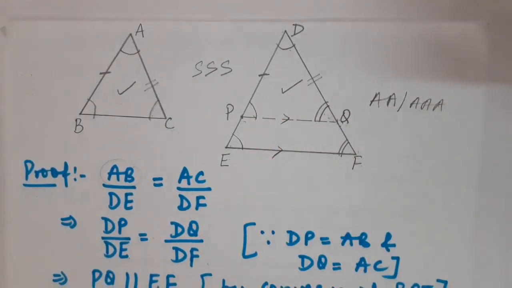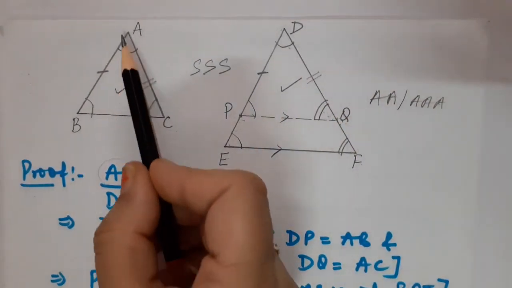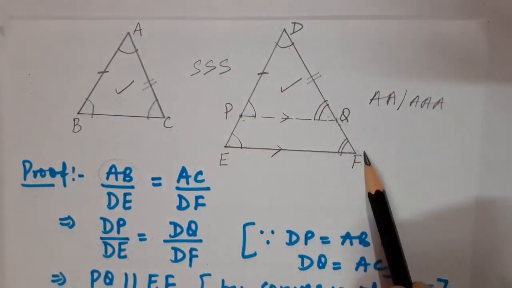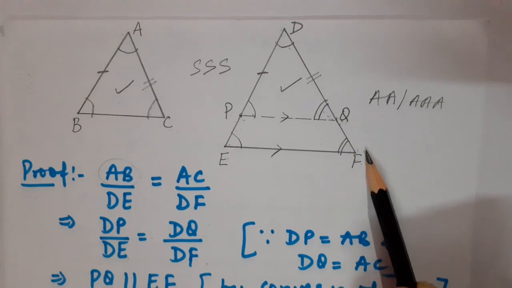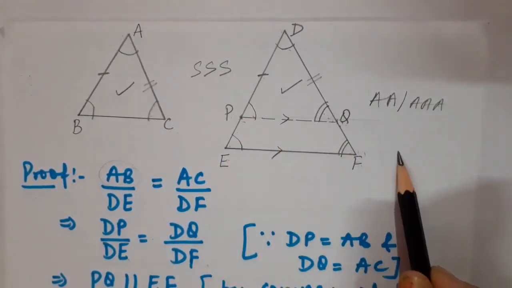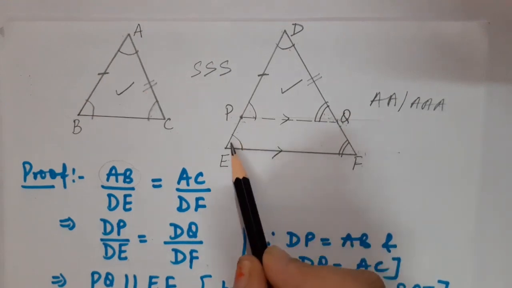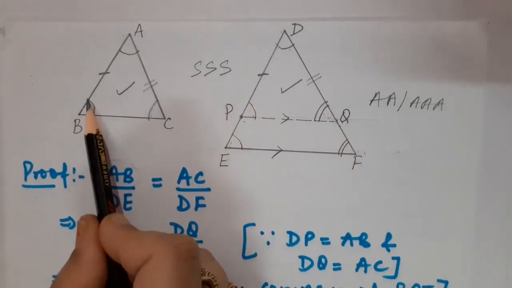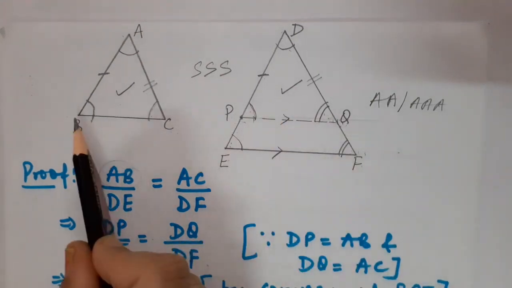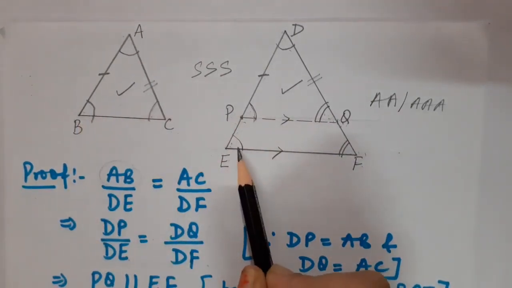But children, what did we want to prove? We wanted to prove that triangle ABC must be similar to triangle DEF. And as you know, I have just proved PQ is parallel to EF. It means angle P is equal to angle E. But now, by the congruency rule of SSS criteria, I have proved that angle B is equal to angle P. So it implies angle B is equal to angle E as well.